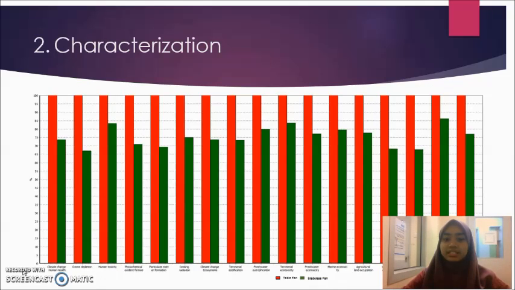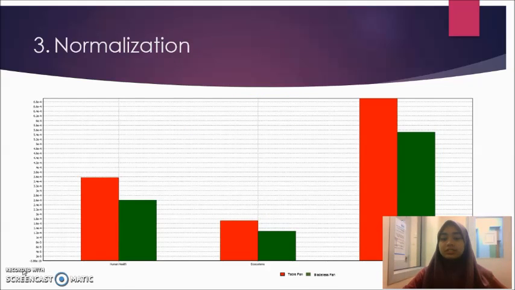Next, for the characterization, the table fan shows the highest score compared to the bladeless fan. This shows the table fan is more harmful to the environment compared to the bladeless fan. Next, we continue with the normalization. Normalization shows the resources part is higher compared to the ecosystem and human health. For the ecosystem and the resources, the table fan shows the highest score compared to the bladeless fan.